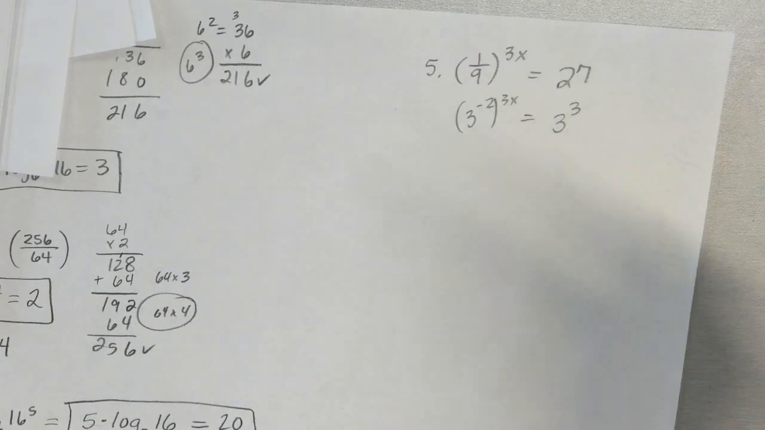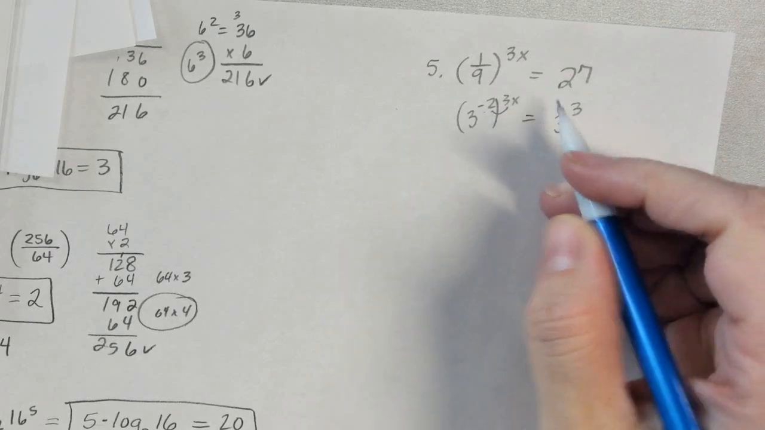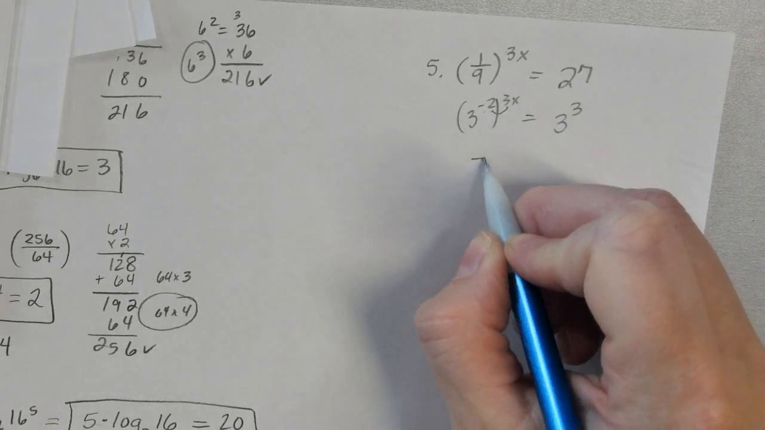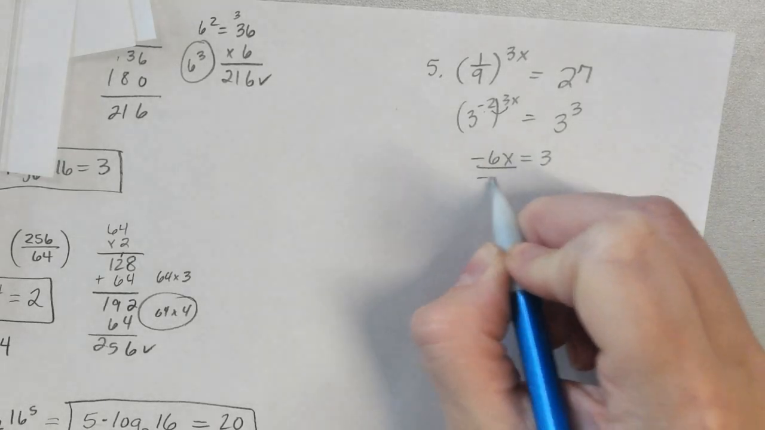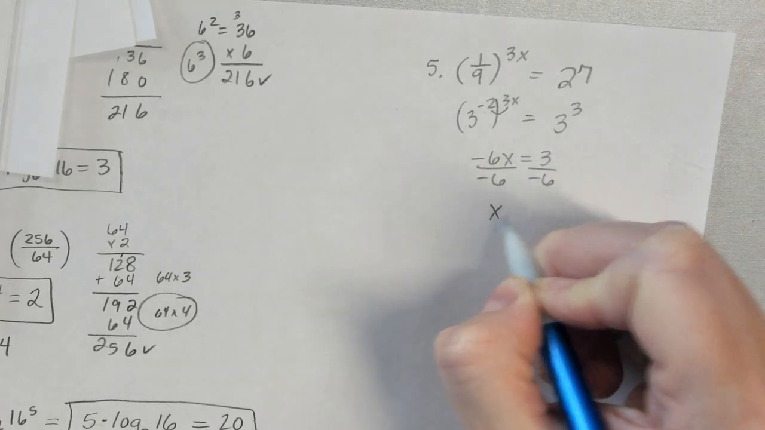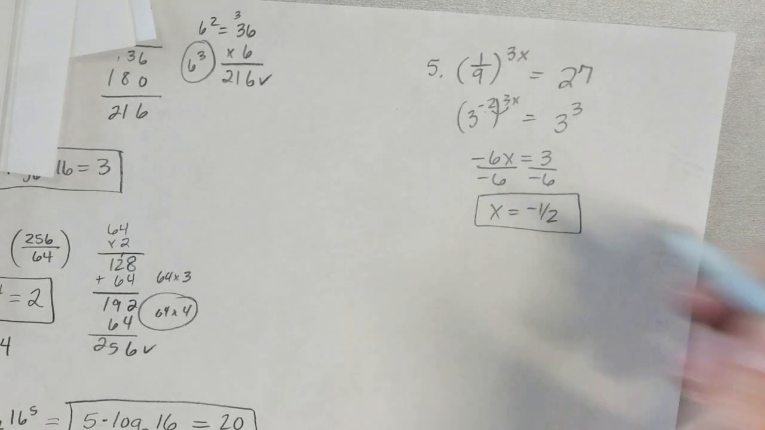Good. And then don't forget, you have to multiply these two. A power to a power means you multiply, so you'll have negative 6x equals 3. And then you're just going to solve. So divide by negative 6, x equals negative 1/2. There you go.